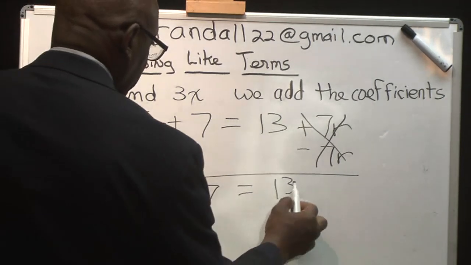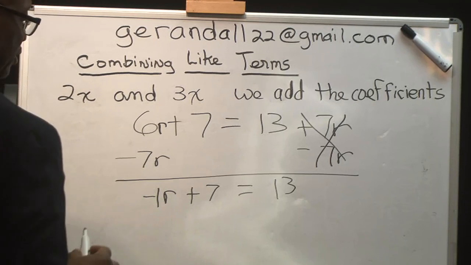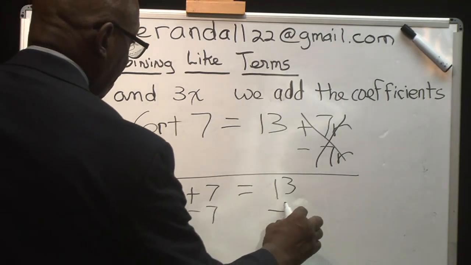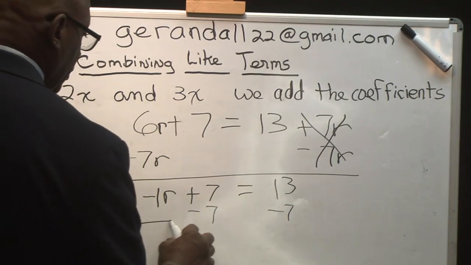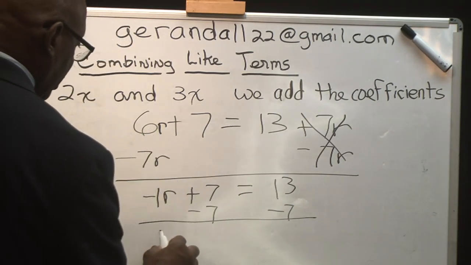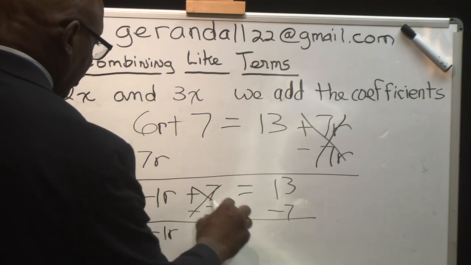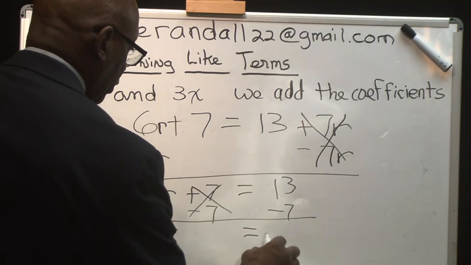Got to get these terms alike. Again, we have a plus 7. Undo by subtracting 7. We're left with a negative 1r. This cancels itself out. Equals 6.